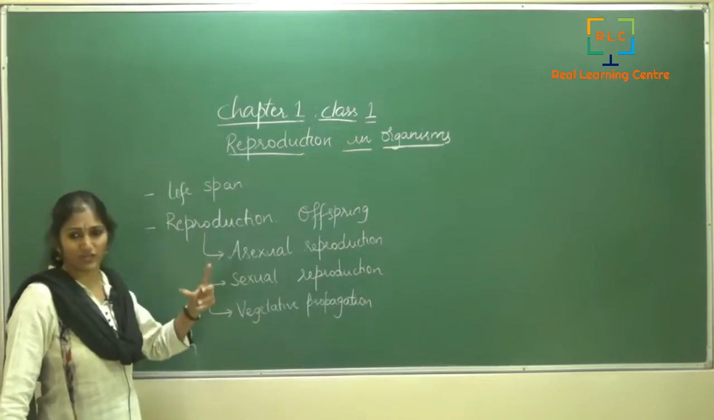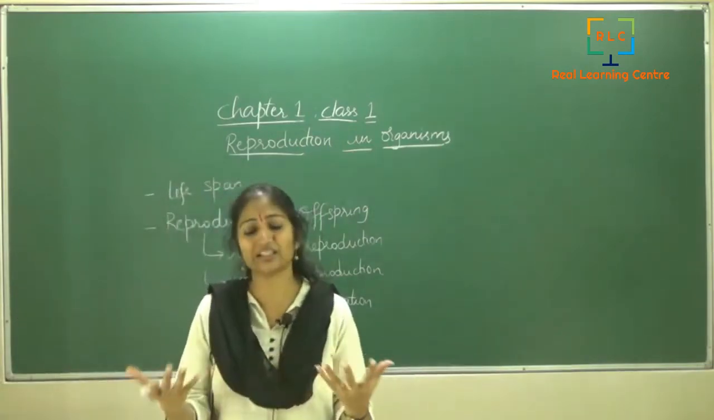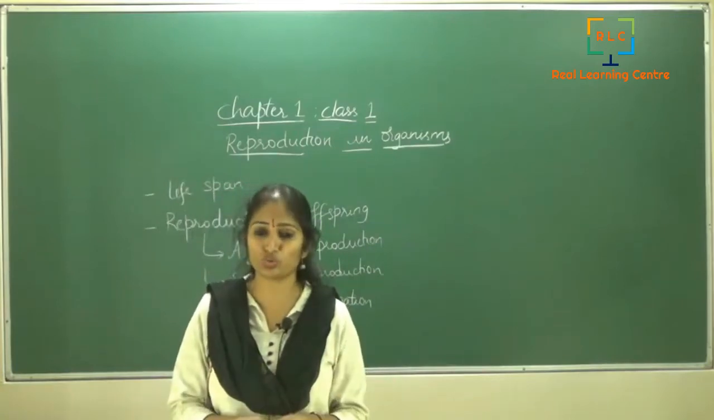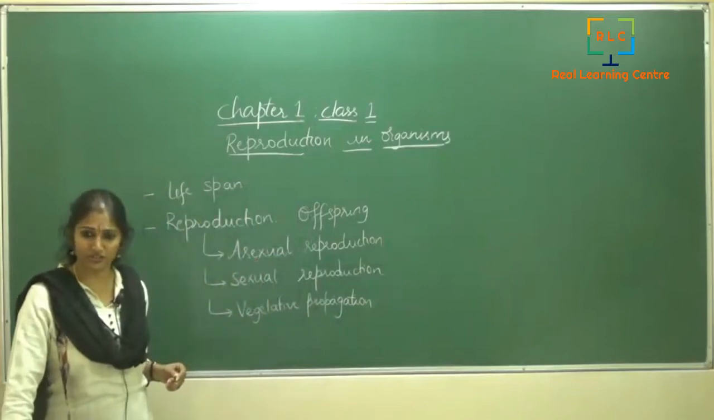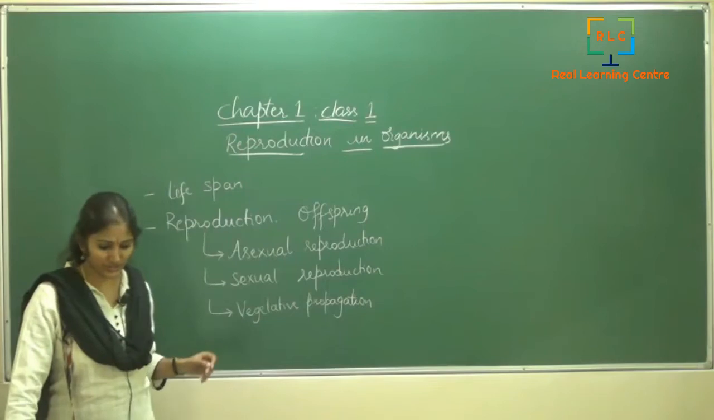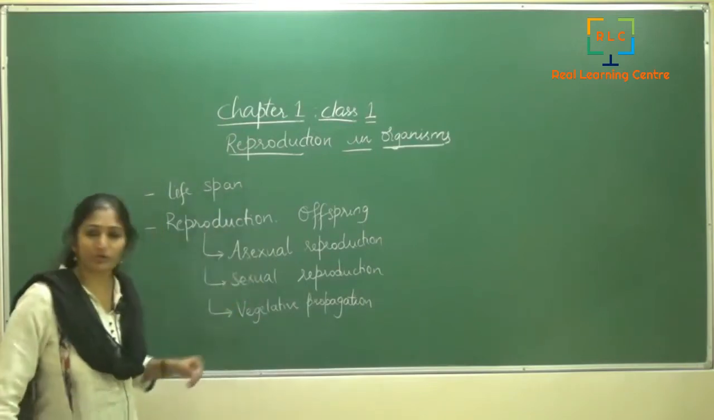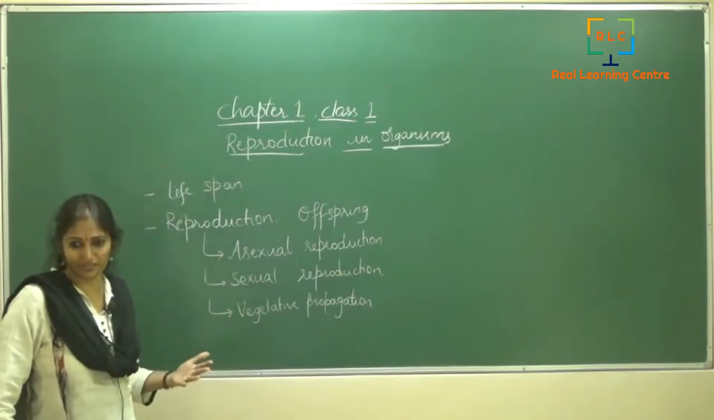Okay, so we'll have one single parent, and that single parent cell would increase in size and would divide into two parts. Now that is what we call asexual reproduction, but it is not always like that, because when asexual reproduction happens, the offsprings are just like the parent.